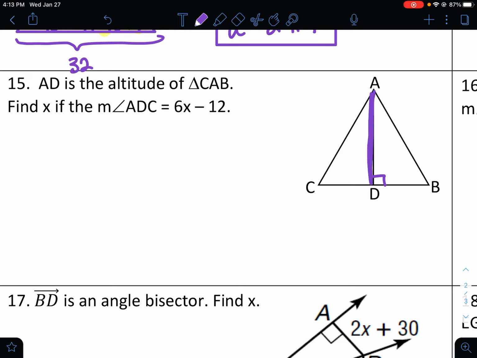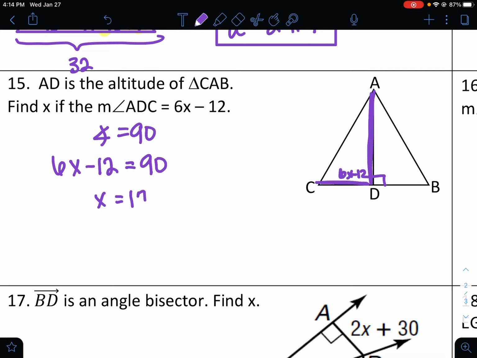ADC, so A to D, go over to C, is 6x minus 12. So that's an angle. So again, we're going to use the angle equals 90 form. And so 6x minus 12 is the angle, and then it equals 90 degrees. And then when you solve for x, you get 17. All right, and it just said to find x, so we are done.